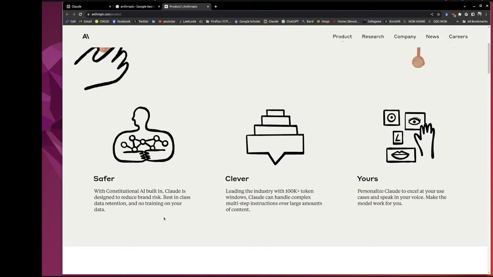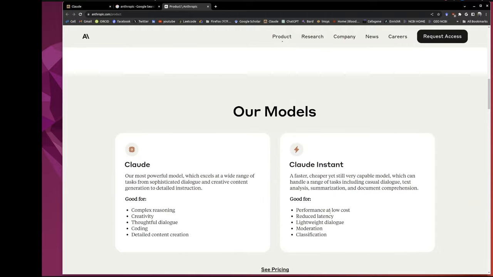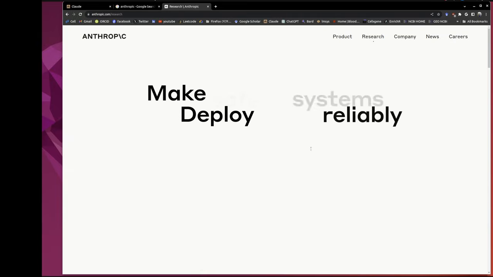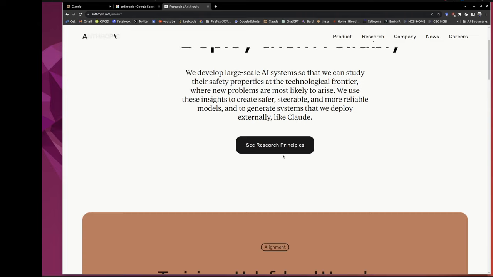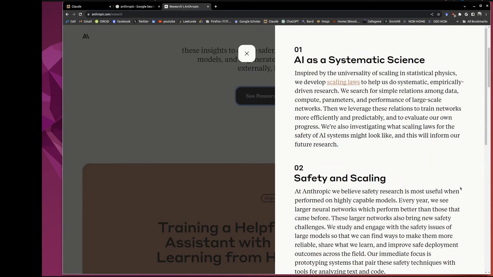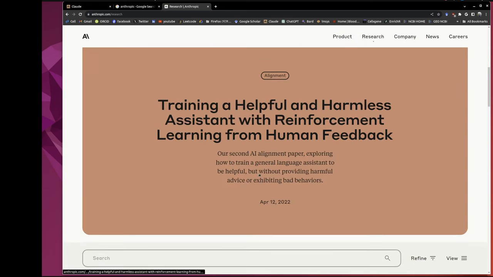We'll go in there. One of the things that was the basis of the establishment of Claude by Anthropic was constitutional AI, to reduce the brand risk. So, understand that, and they have a free version like OpenAI and a paid version with a similar cost to OpenAI. If you go to their research area, make safe AI systems, deploy them reliably, that's the basis of them. They have a lot of documents, which is nice. Their principles: AI as a systematic science, safety and scaling, tools and measurements, focused collaborative research efforts. That sounds good.